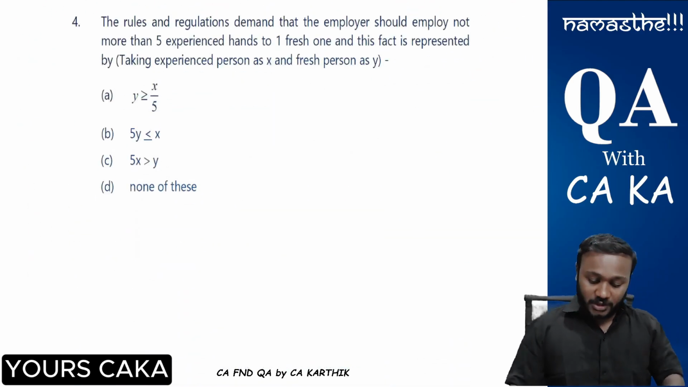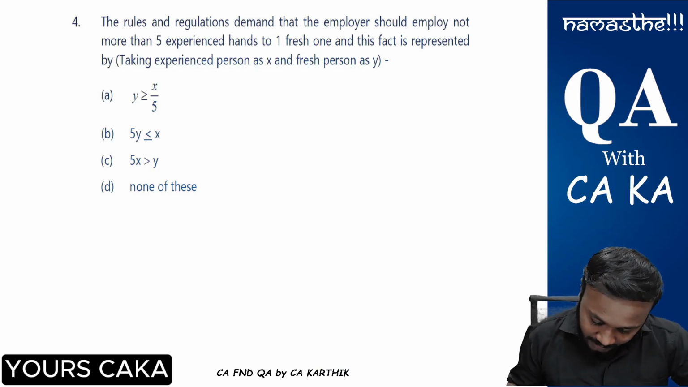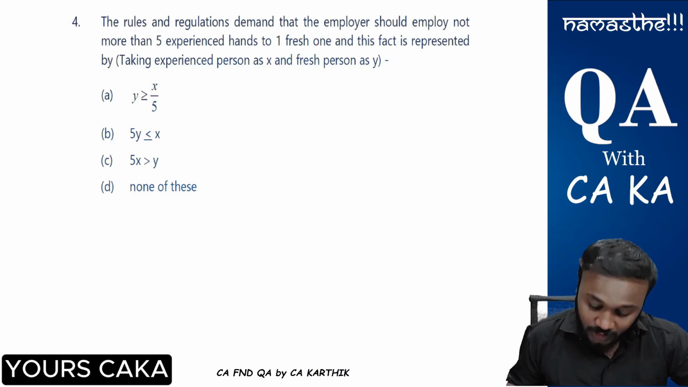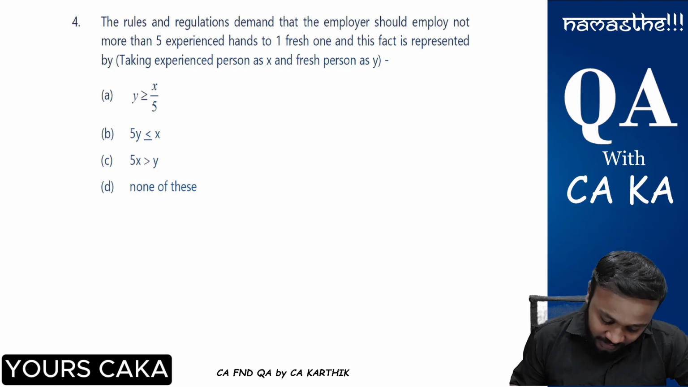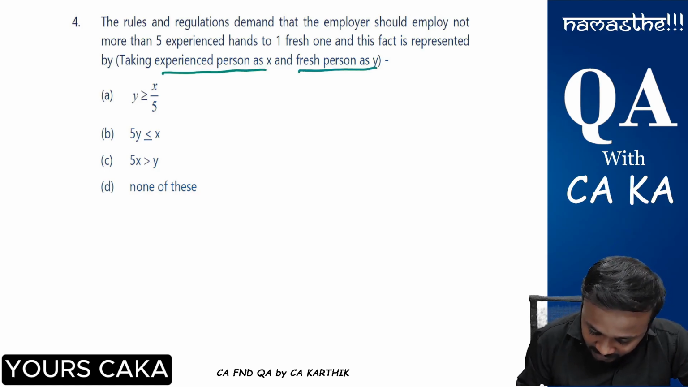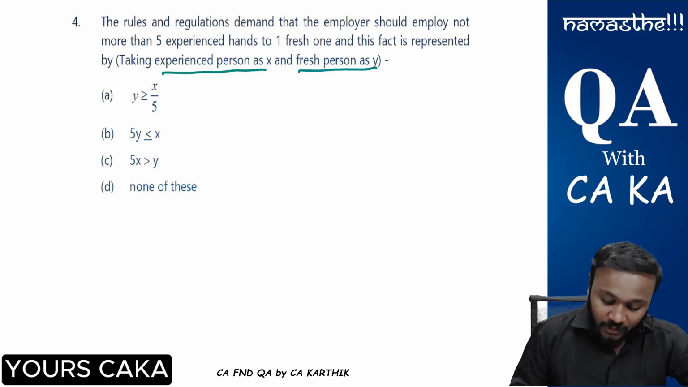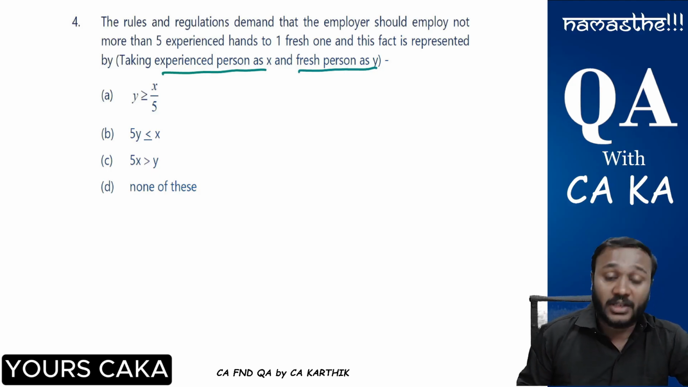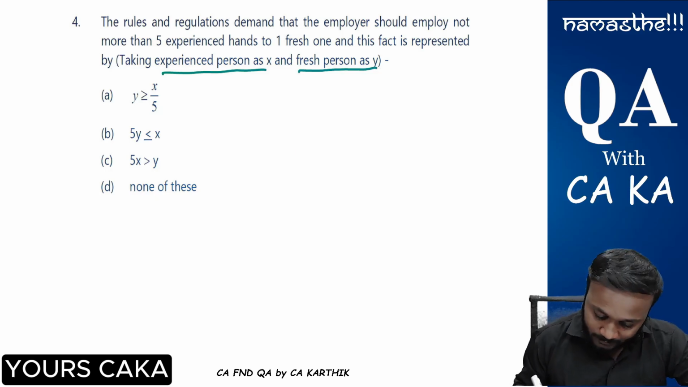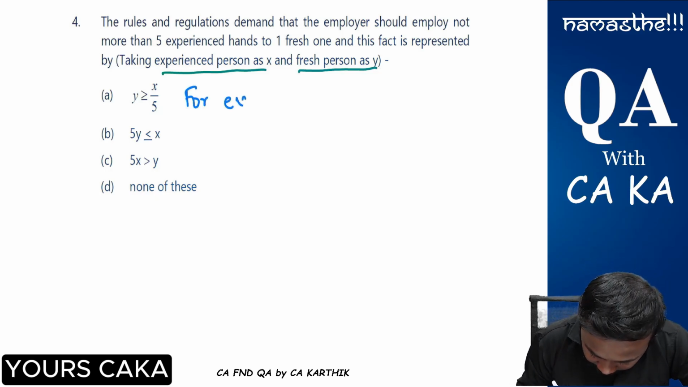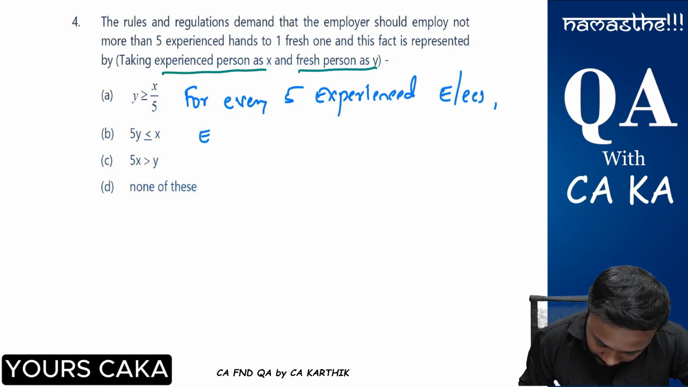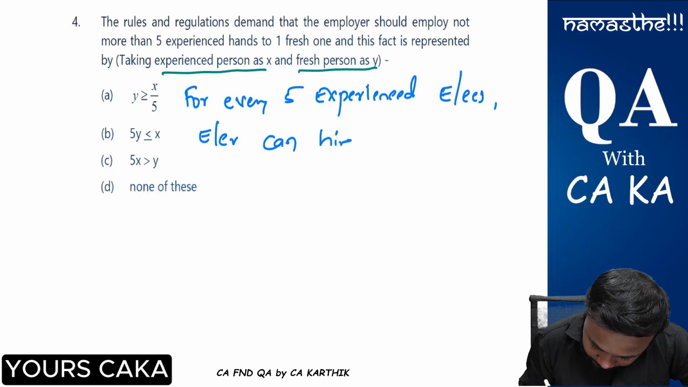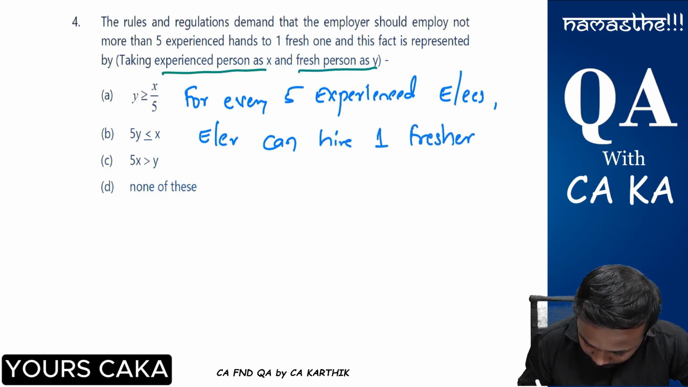Now let's jump into the fourth question. The rules and regulation demands that the employer should employ not more than 5 experienced hands to 1 fresh one, and this fact is represented by taking experienced person as X and fresh person as Y. So read out the question properly once again. The employer should employ not more than 5 experienced hands to 1 fresh one. So this can also be written as: for every 5 experienced employees, the employer can hire 1 fresher.